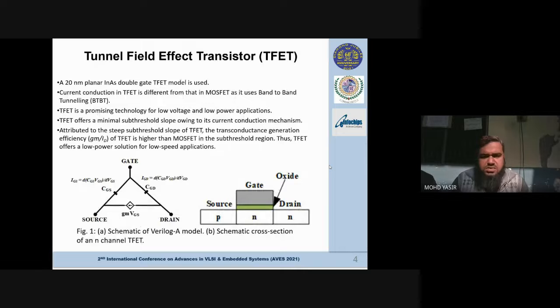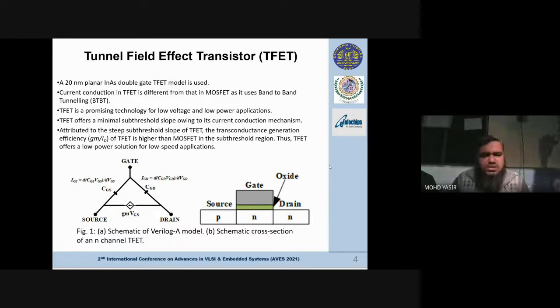These are the figures for a Verilog-A model schematic as well as the cross section of the N channel TFET. It has a current source of gm·VGS, and CGS and CGD provide the capacitance specs. It has three terminals like a MOSFET: gate, source, and drain, and the gate is the controlling terminal. A 20 nanometer planar indium arsenide double gate TFET model is used.